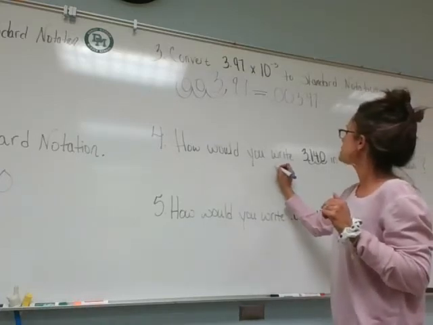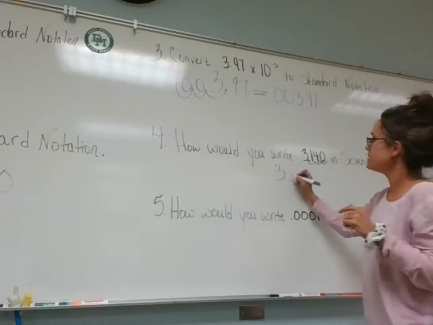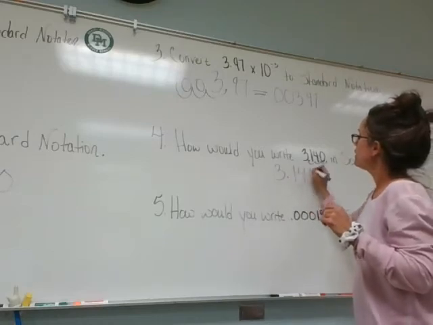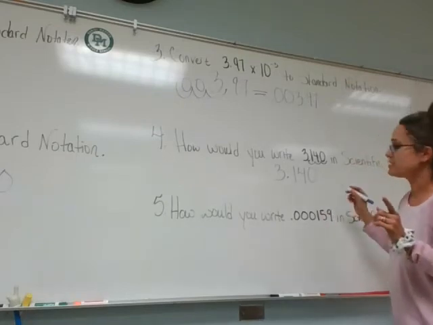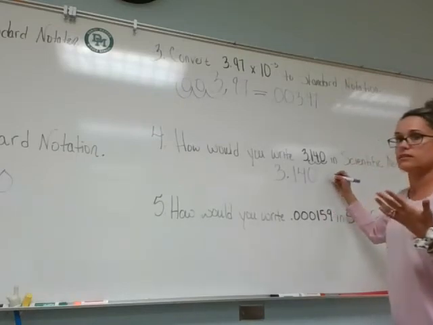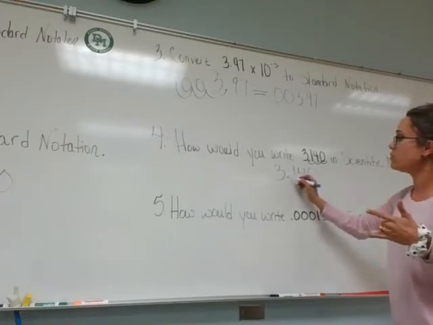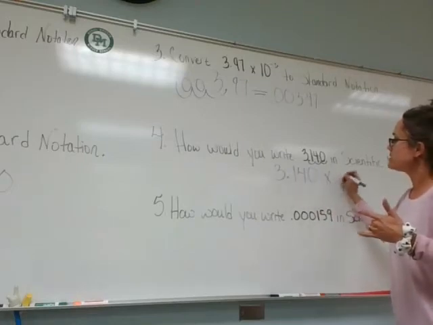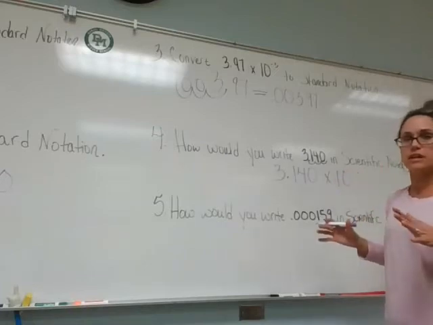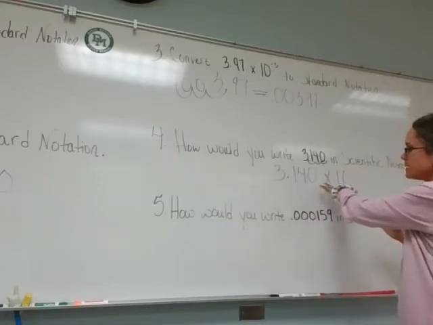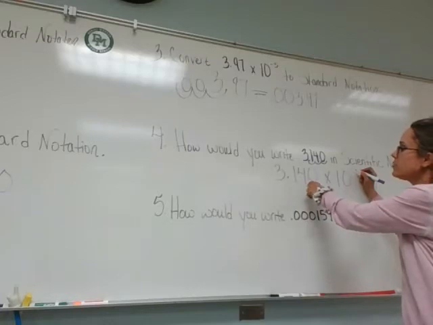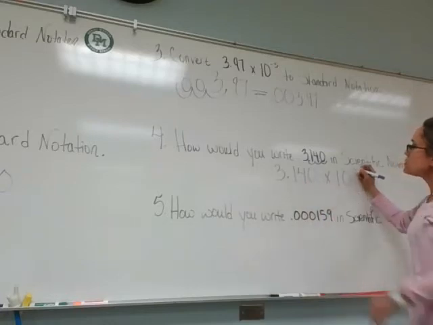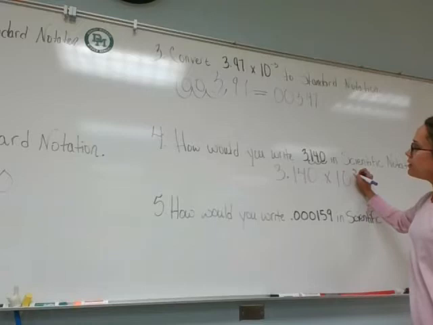So I'm just going to rewrite this number with the decimal in it. I'm not done yet. All I did was move the decimal. Now I got to finish what it means to write the number in scientific notation. So it's 3.140 times 10. This is how you write in scientific notation. You write your number times the power of 10. And then how many places did you move? That's your exponent. So 3.140 times 10 to the third power.